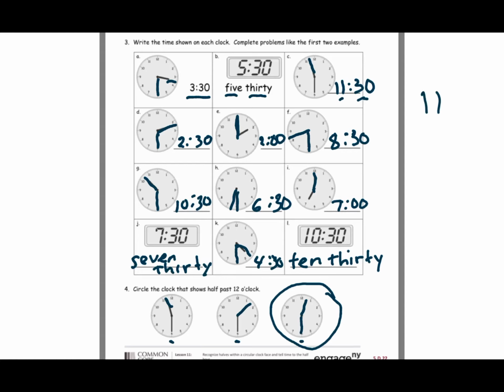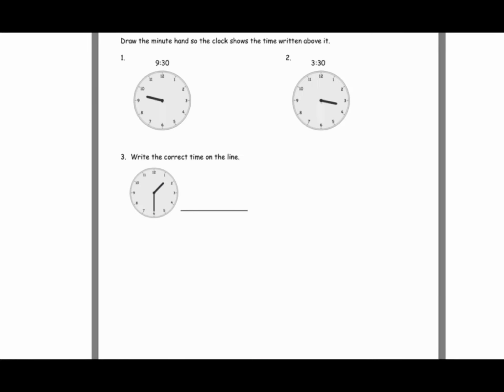Give yourself a happy face and raise your roof. 1, 2, 3. Woo, woo, woo, woo. Good. Good job, boys and girls. It's time for our exit ticket.